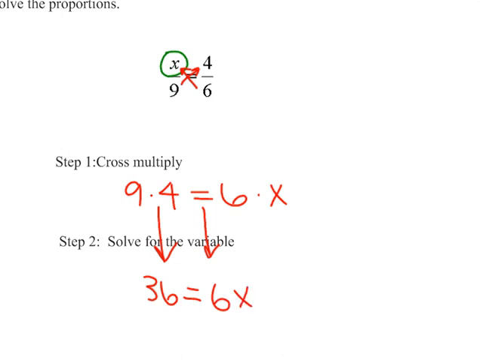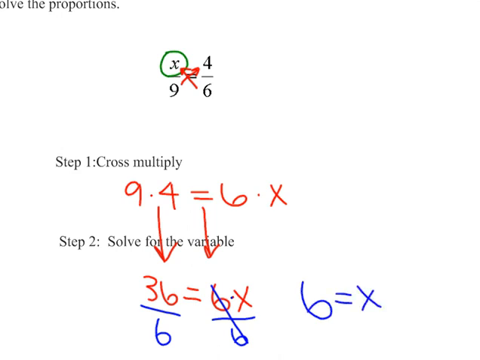So if we simplify this, we have 9 times 4, which is 36, equals 6x. Now we have one variable, and we know that since these are multiplied, I can get the variable by itself by dividing. These are multiplied, so if I divide by 6, that cancels out. And what I do to one side, I have to do to the other. So x is equal to 36 divided by 6, which is 6. So 6 is equal to x.